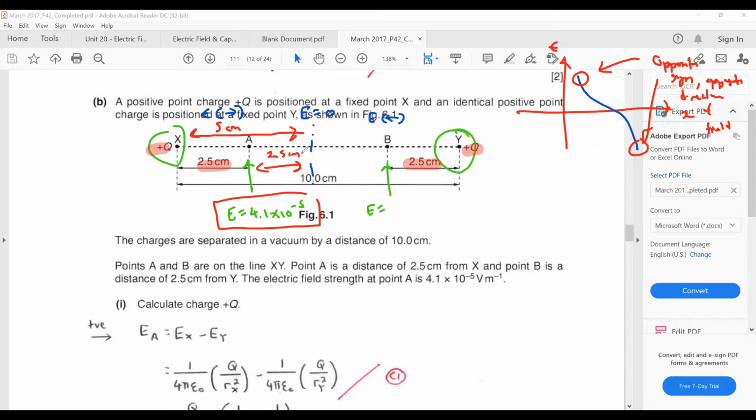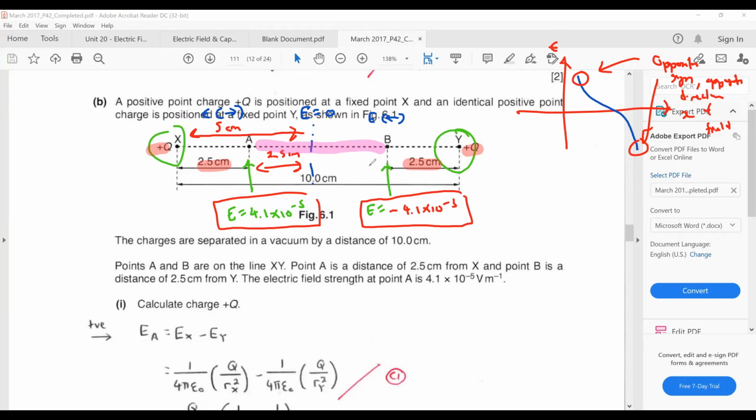Now, B is 2.5 centimeter from Y. A is also 2.5 centimeter from X. If you were at 2.5 centimeter from X and it gave you E equals 4.1 times 10 power minus 5, because it is symmetrical here, you also expect that the field strength here will also be 4.1 times 10 power minus 5, but in the opposite direction. So it will be negative. So when you want to draw your graph, be careful of what they say. They want only from A to B, which is from here to here.